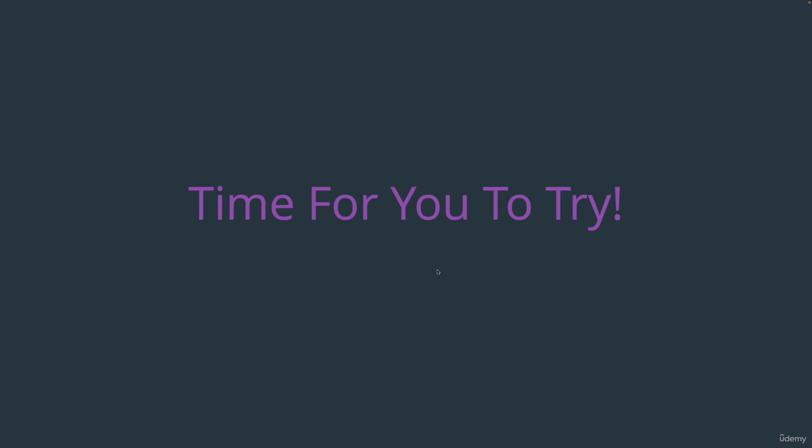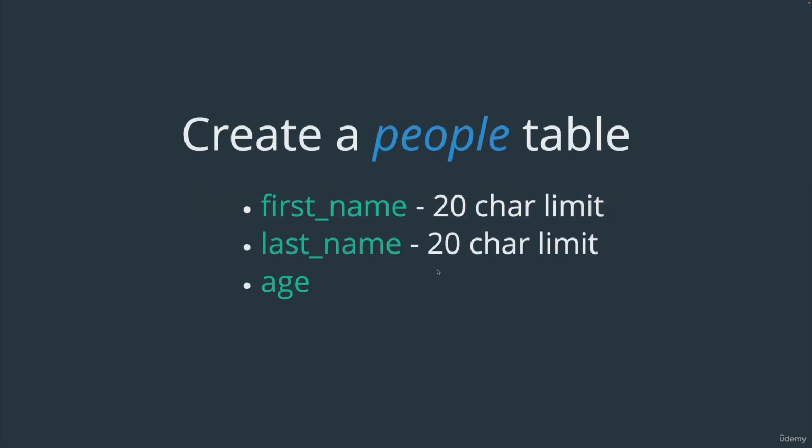All right, it's time for you to get a little bit of practice with what we've learned in the past few videos. I'd like you to make a table and insert some values into that table according to these instructions. Create a table called people. It should have 3 columns.